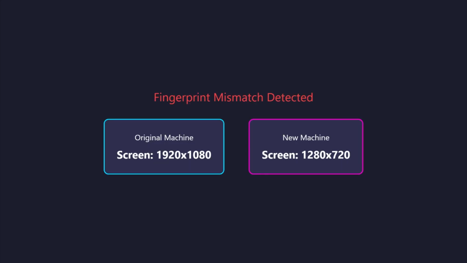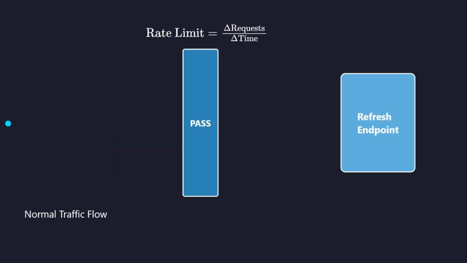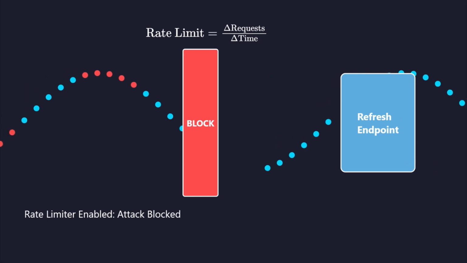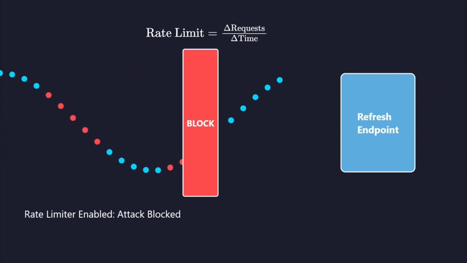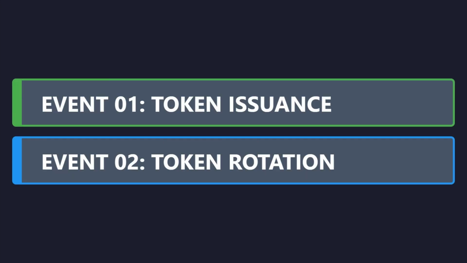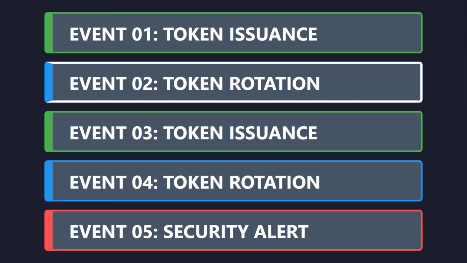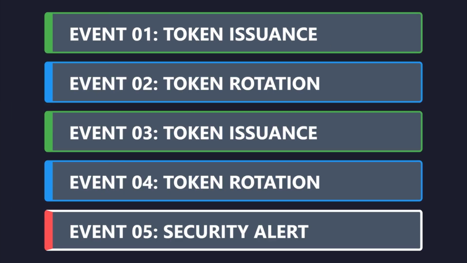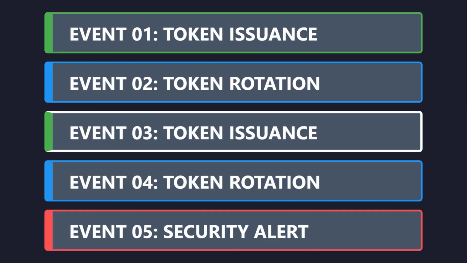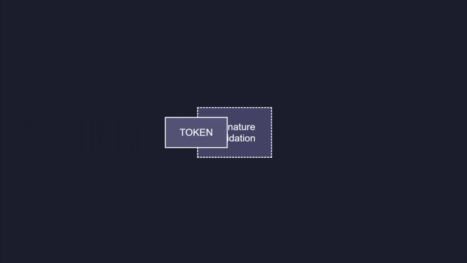If the fingerprint changes significantly during a refresh, it may indicate that the token was moved to a different machine. Apply strict rate limiting to your refresh endpoint. This prevents attackers from brute-forcing token identifiers or overwhelming your database with a flood of malicious refresh requests. Maintain an audit trail of token issuances and rotations. This data is invaluable during a post-mortem analysis after a security incident to determine the scope of data exposure.